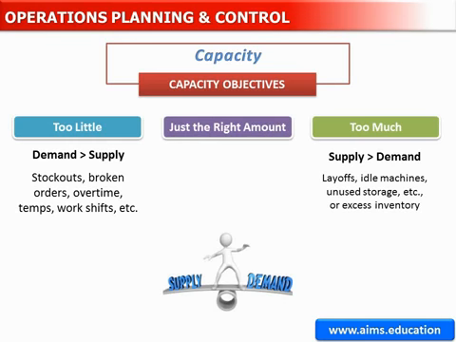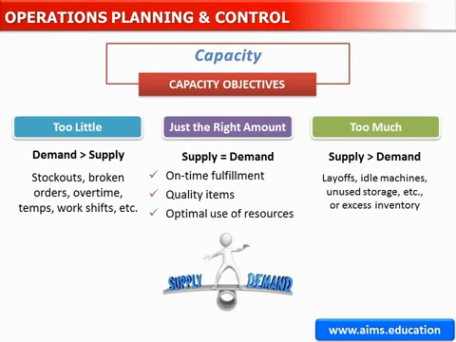Just the right amount: when you get capacity management right, supply and demand stay close to perfect balance. Deadlines are met, orders are filled on time with quality items, overtime is minimal or non-existent, and making optimal use of labor, equipment, and space.